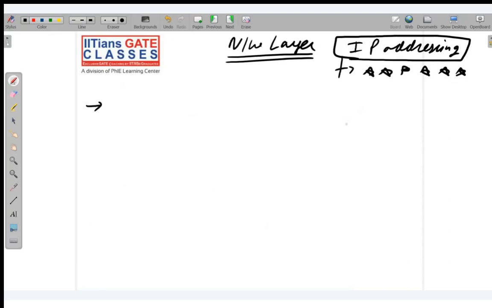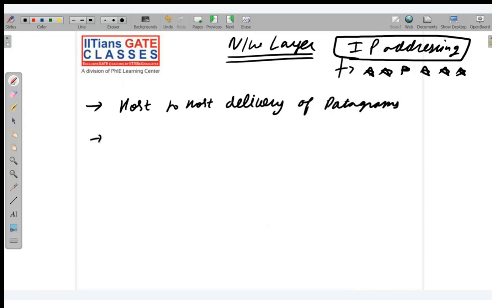What is the basic responsibility of the network layer? The network layer is responsible for host to host delivery of datagrams. That is the basic responsibility of the network layer. And what is the network layer adding? Only header. The data link layer was an exception, which was adding header as well as trailer. But the network layer adds only header. And this header contains the IP address of both sender and receiver.